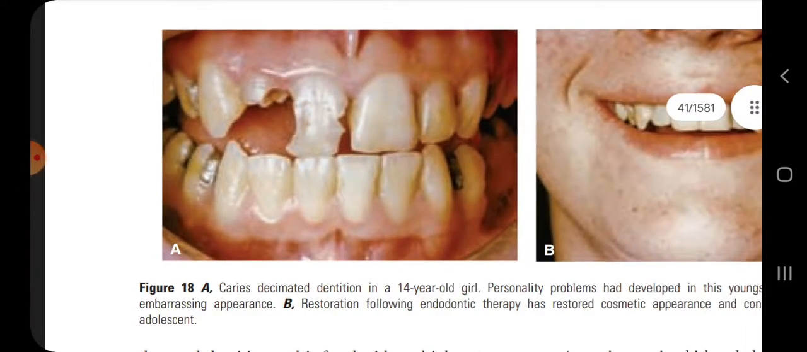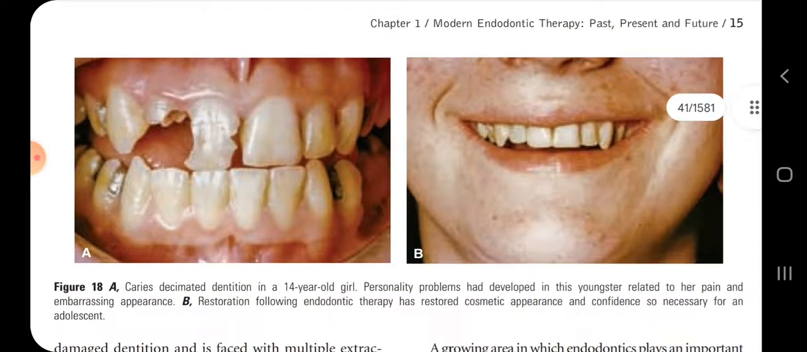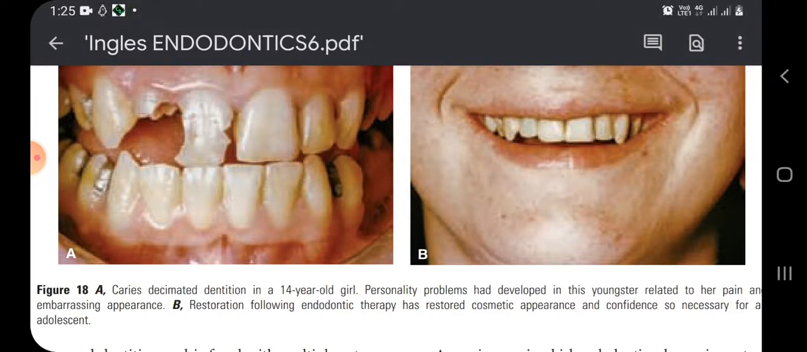Personality problems had developed in this youngster related to her pain and embarrassing appearance. In figure B, restoration following endodontic therapy has restored cosmetic appearance and confidence so necessary for an adolescent. You can see there is loss of teeth.